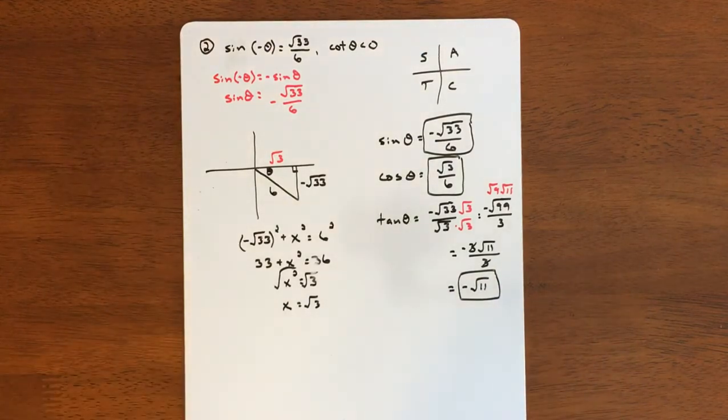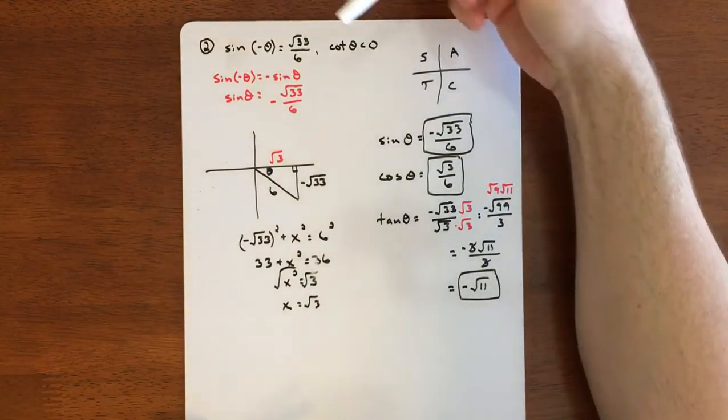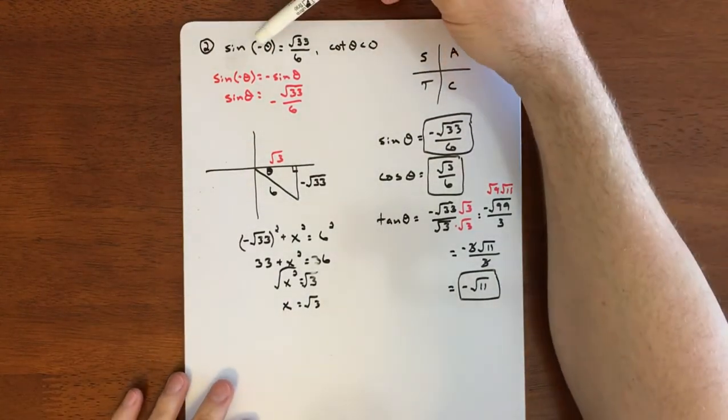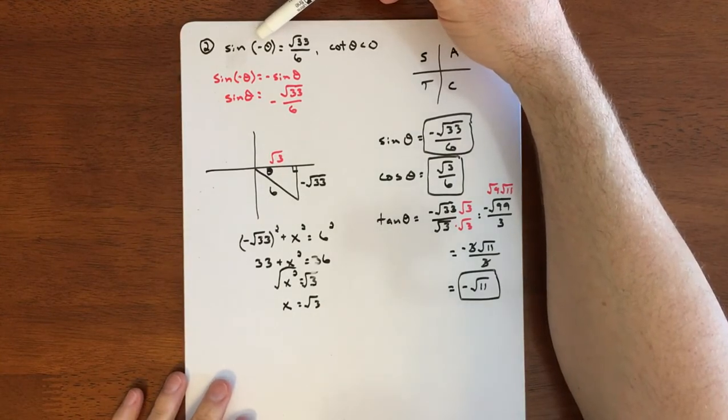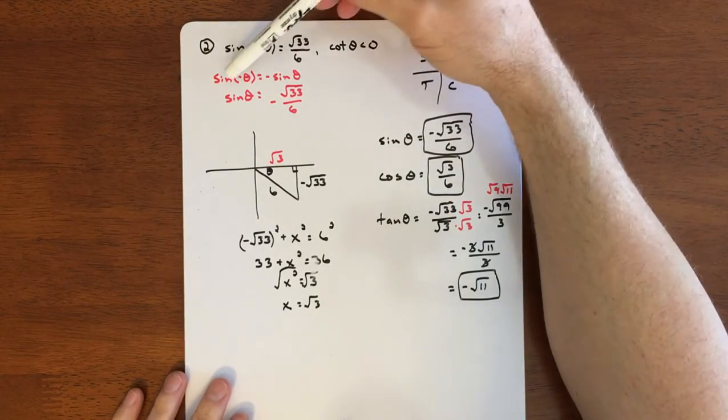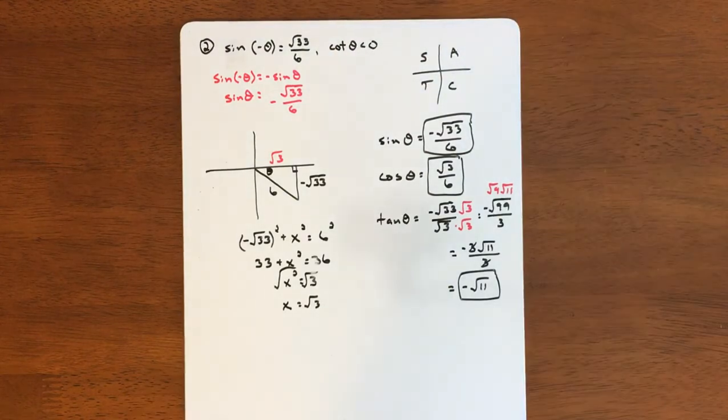Okay, that was just a little bit harder, mainly because we had square roots throughout the whole problem, and because we have a trig identity here: sine of a negative theta is equivalent to a negative sine of a positive theta. And that's it. Thanks.